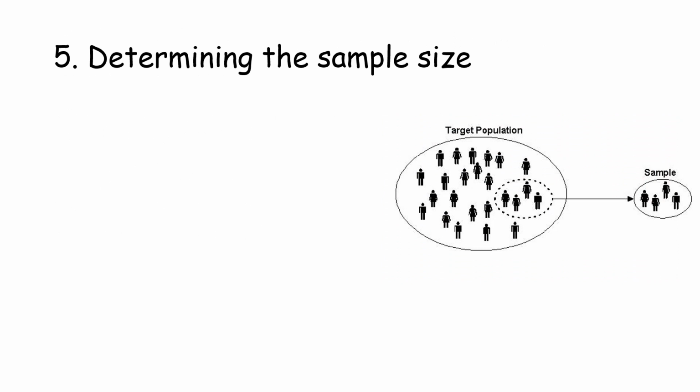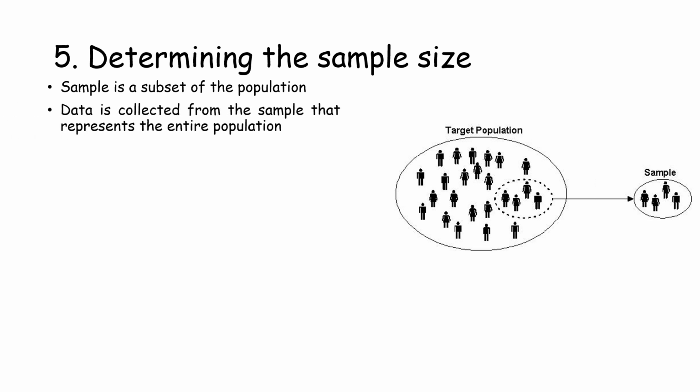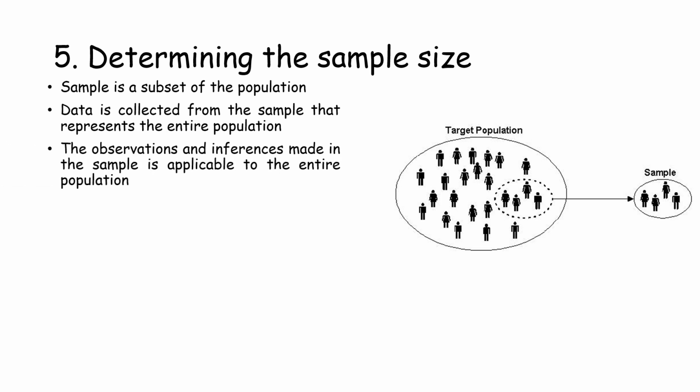The next important step in research is determining the sample size. A sample is a subset of the population. In research, it is not always possible to gather data from the entire population. Data is generally collected from the sample that represents the entire population.